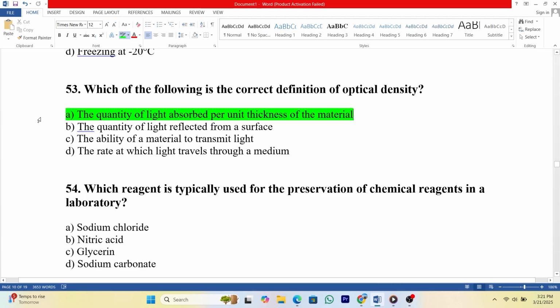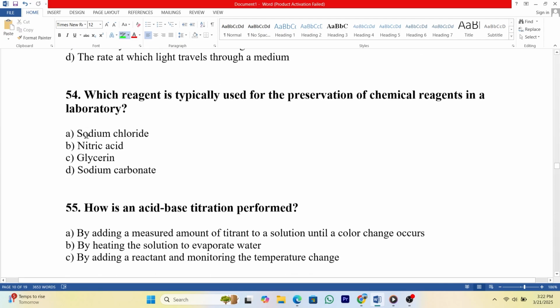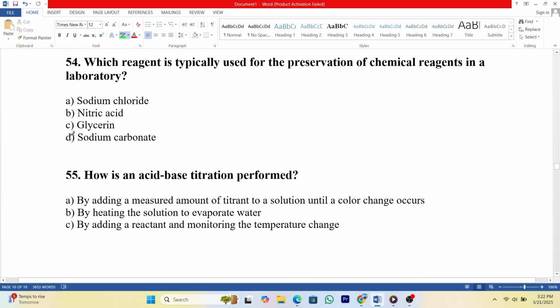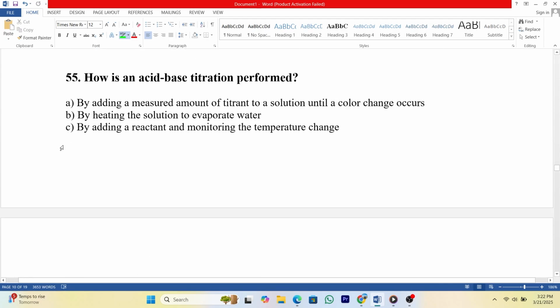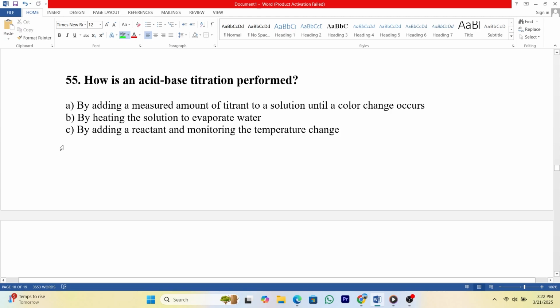54. Which reagent is typically used for the preservation of chemical reagents in a laboratory? A. Sodium chloride. B. Nitric acid. C. Glycerin. D. Sodium carbonate. Answer: C. Glycerin.